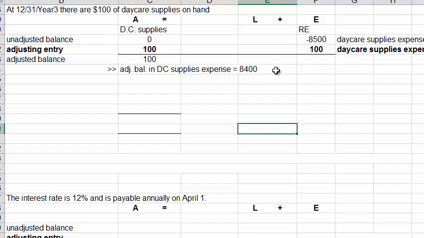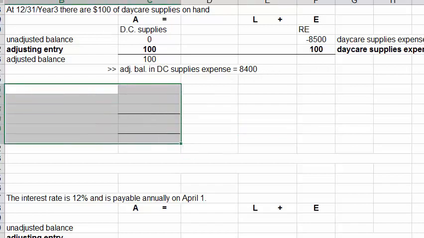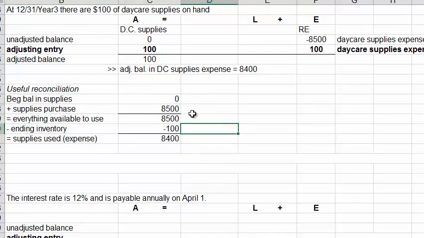Well, let's do that reconciliation that we did for office supplies expense. Our beginning balance in supplies, in this case at the beginning of the year, was $0. They purchased $8,500 worth of daycare supplies. If there's still $100 of daycare supplies left, they must have used the other $8,400.